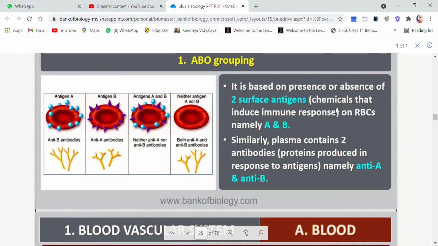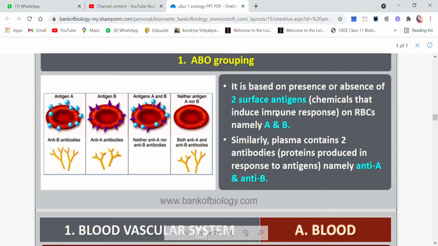Now the antigens are A and B. You can see here in the picture, the antigen which is present on the surface of RBC is A. In the second one, the antigen which is present on the surface of RBC is B. In the third picture, both the antigens are present. See, antigen A is also there, B is also there. And in the fourth one, no antigen is present, neither A nor B.